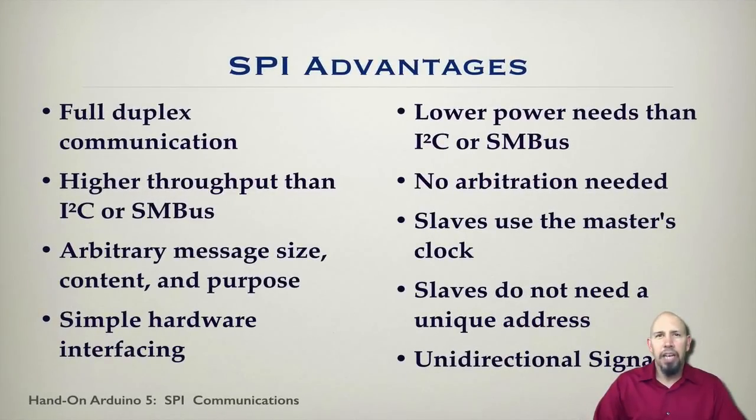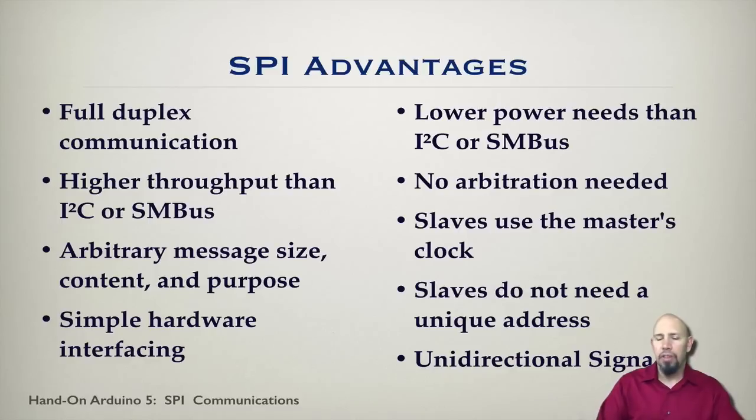So how does the SPI communication compare with the I2C communication? Well, here are some examples. This is a full duplex communication scheme. That is, it can communicate simultaneously, unlike the I2C communication, where the master sends one block, the slave sends a block, and it's back and forth. That's not true bidirectional or full duplex. As a result, it has a higher throughput than either I2C communication or the SM bus communication.